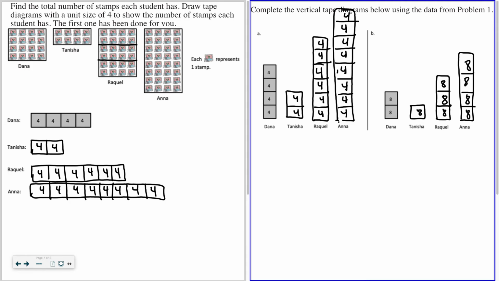So I wonder if you guys can notice the difference between these two. For example, Anna's tape diagrams were kind of the reverse. This was 8 groups of 4, but here it was 4 groups of 8. And it was half the size. What do you notice about all the other ones? On this side and this side when we change the unit size.